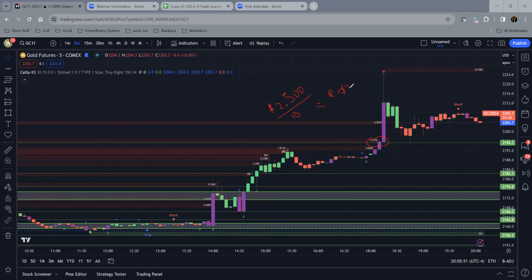Now we're looking at this example coming on gold, right? How many points per tick is gold worth? One tick equals $10. So if I was trading just one contract, what's the maximum number of ticks my stop loss could be? 25.